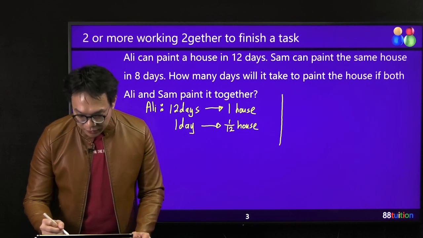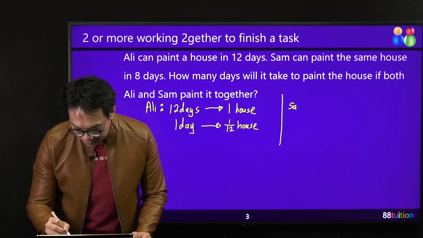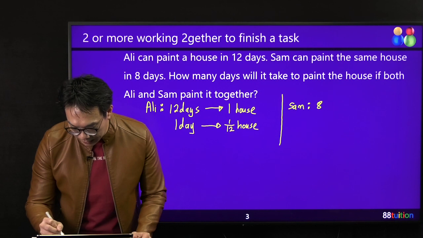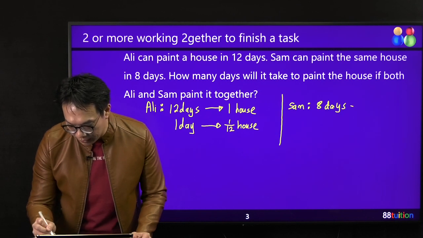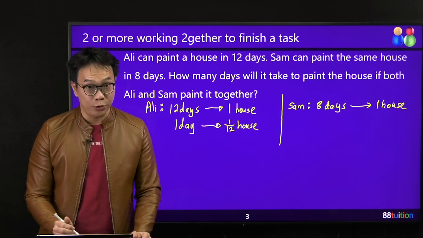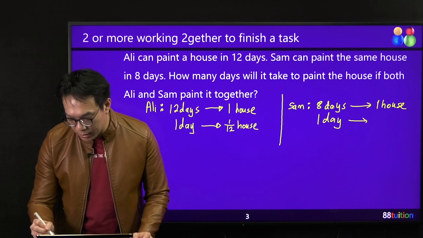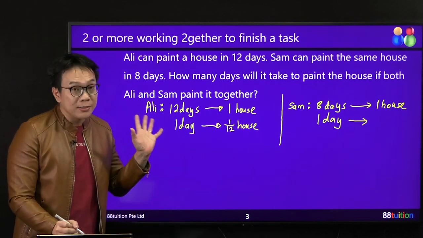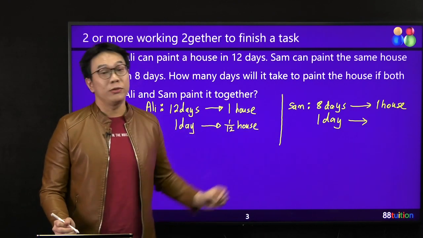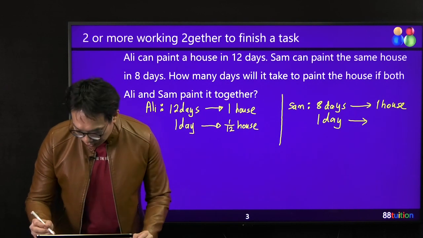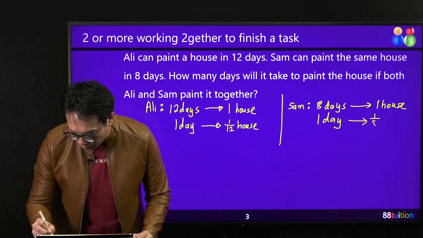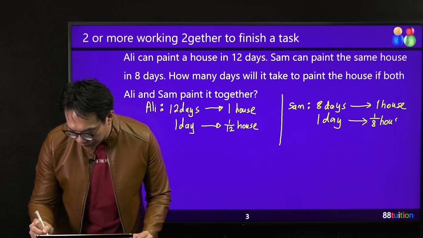All right. Versus Sam. Okay. Sam is the faster one. Sam takes 8 days to finish painting that one house. The same one house. Is that true? Then in 1 day, what happened? In 1 day, Sam will, yes, how many houses can be painted? Divide by 8 to get 1. 1 must also be divided by 8, all right, to get 1/8 of the house. Is this okay?